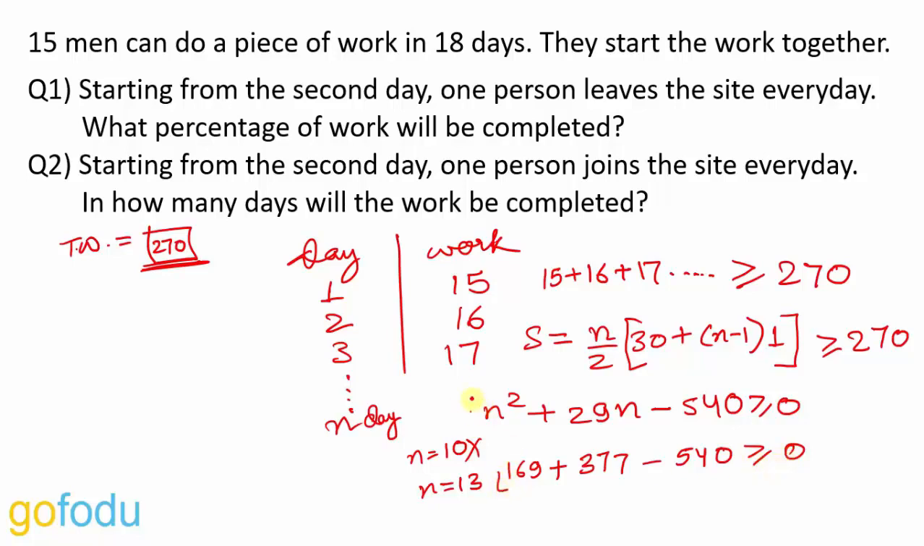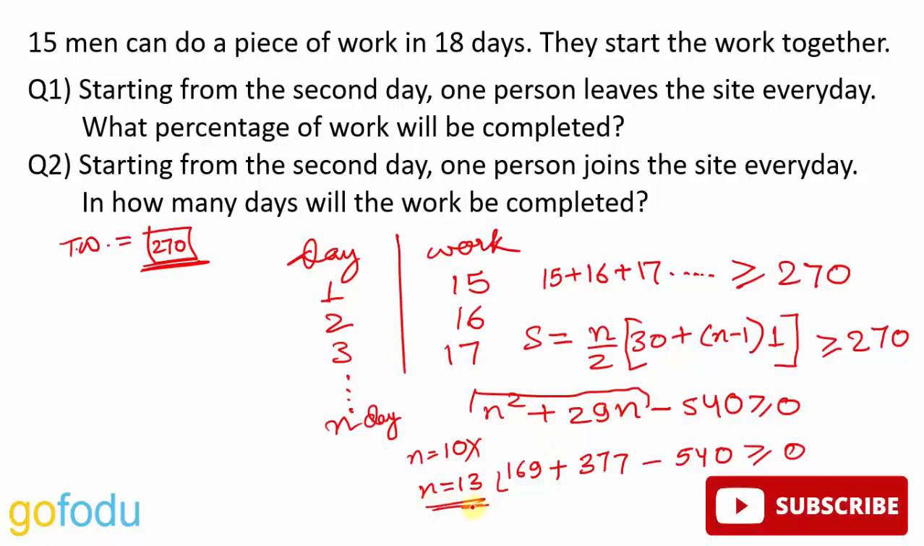The sum of these two terms is greater than 540 when I put n as 13. If I put n as 12, this will be less than 540. Obviously, this is going to be less than 540. So n is equal to 13 is our answer. On the 13th day, the work will be completed.